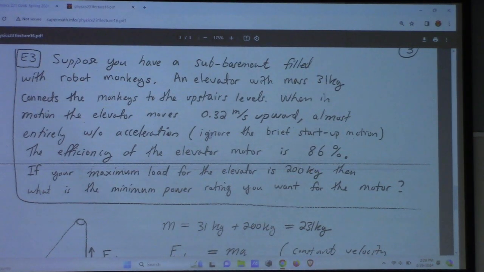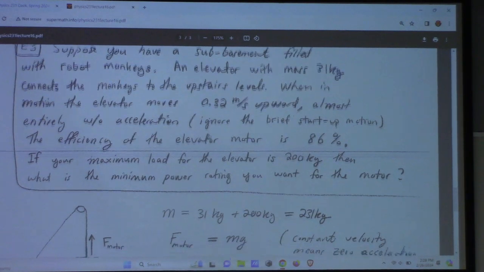All right, so this is a power problem, because you want to think about how much power the motor is actually delivering to the elevator, right? Whatever that power is, a certain percentage of it's being wasted, right? Because the efficiency is 86%, which means 14% of the power that the motor's developing is not actually applying to the load. So here's how I did it.